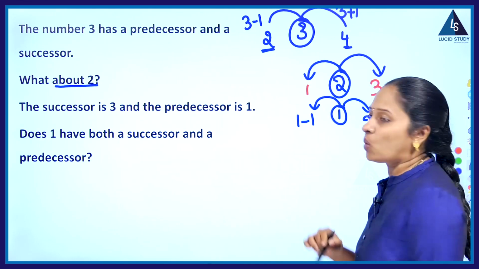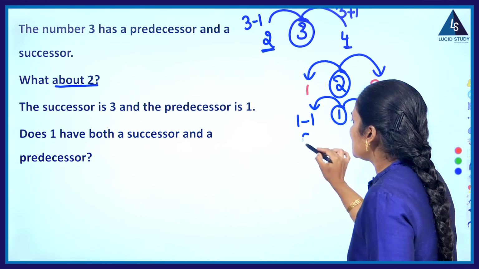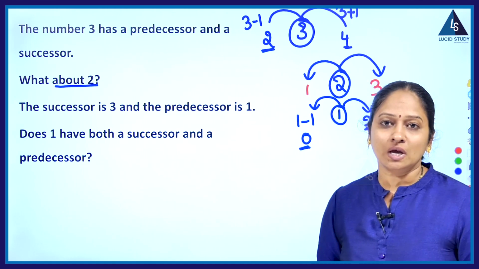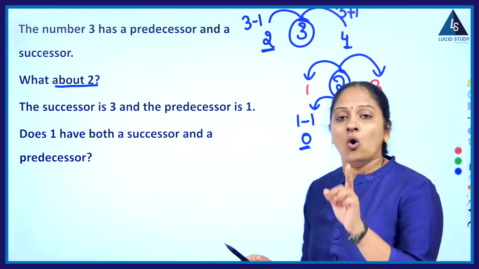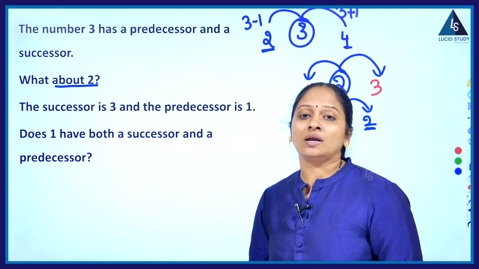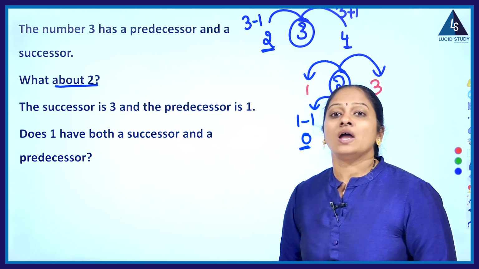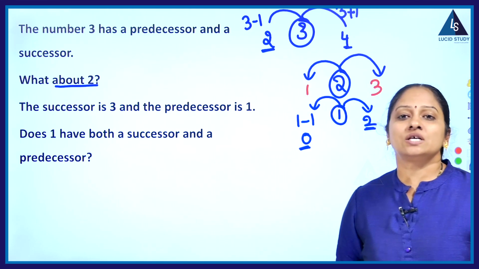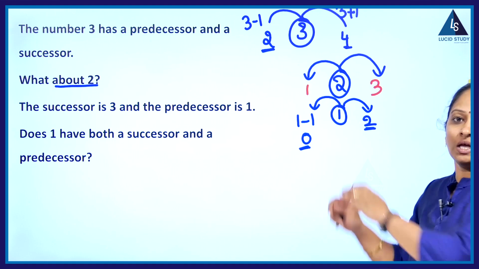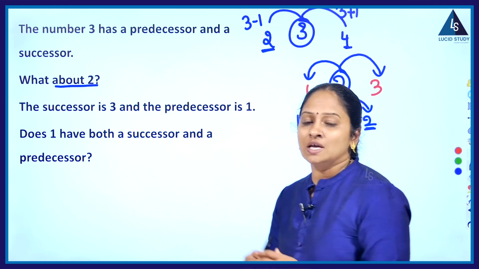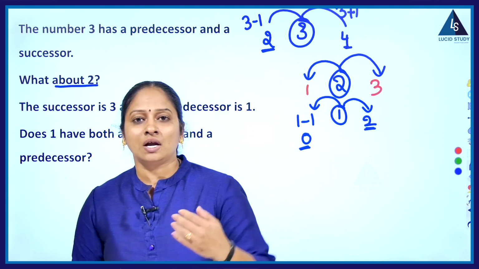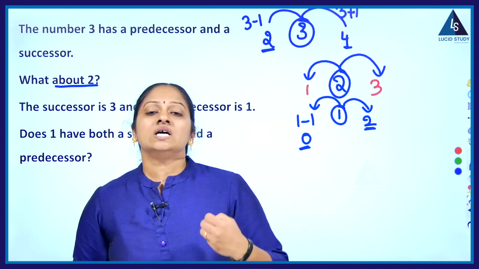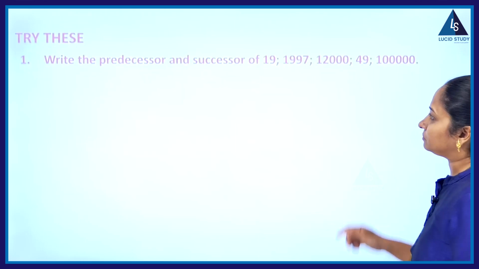By subtracting 1. So 1 minus 1 is 0, but 0 is not there in the system of natural numbers. That's the reason 1 has only a successor, but it does not have a predecessor in the set of natural numbers, because 0 is not included in the set of natural numbers. Even this is one of the cases where there is a need to extend the system of natural numbers to the next level by adding 0 to it.